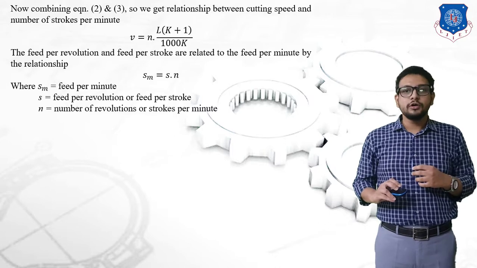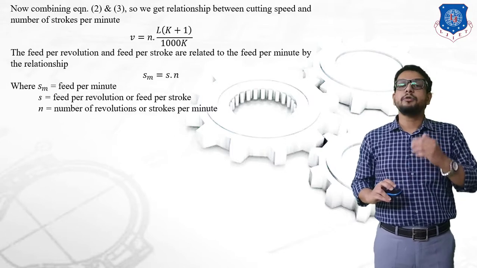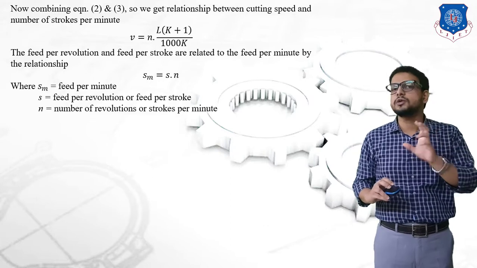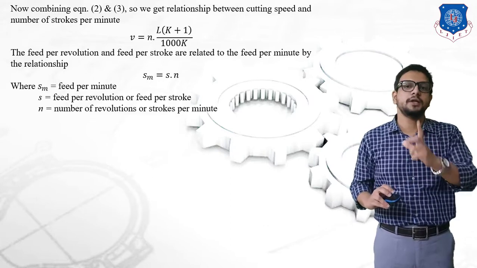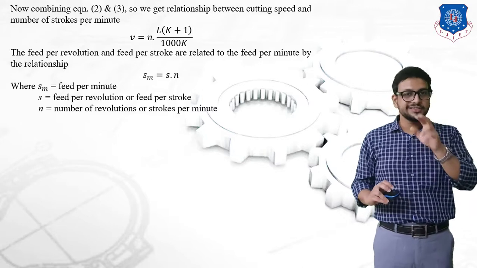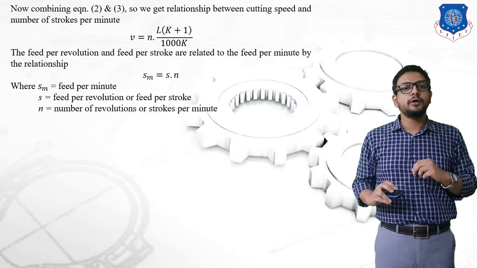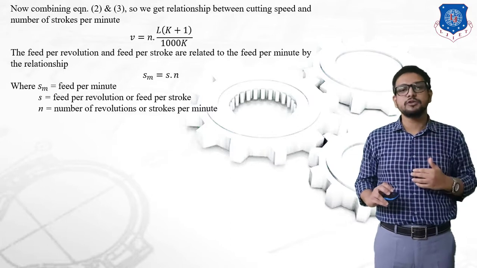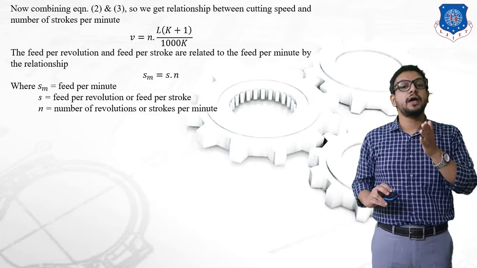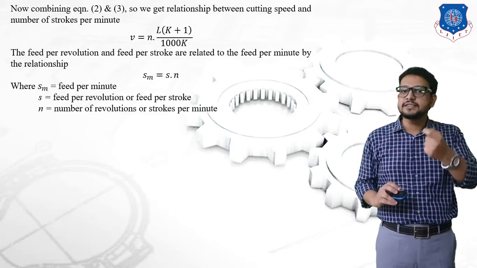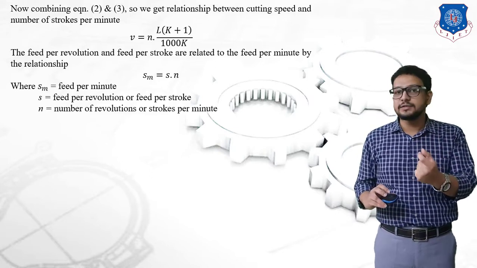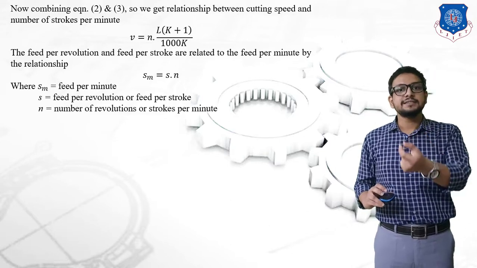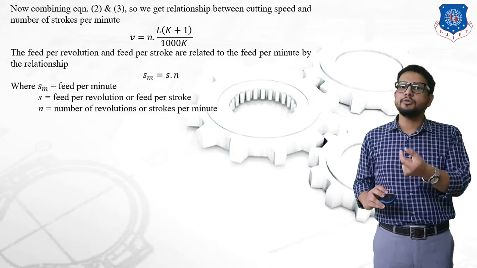Whenever a feed rate is given in mm per revolution, for example in case of a lathe machine or a milling machine, first we need to convert it into mm per minute. So how can we do that? This is an example of that. Feed per revolution and feed per stroke are related to feed per minute by this equation, that is Sm is equal to S into n, where Sm is feed in mm per minute, whereas S is feed in mm per revolution.